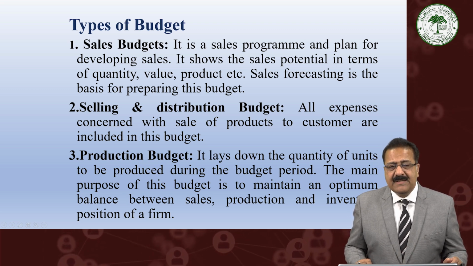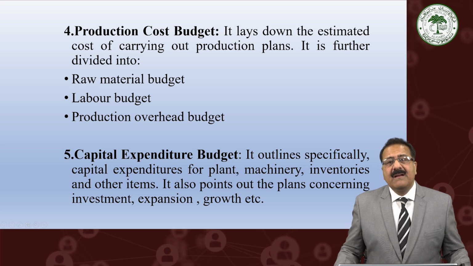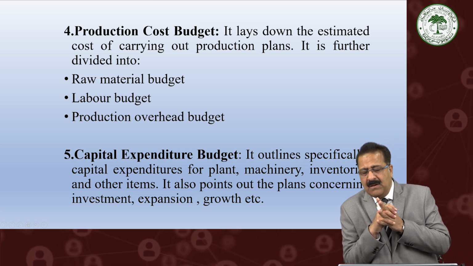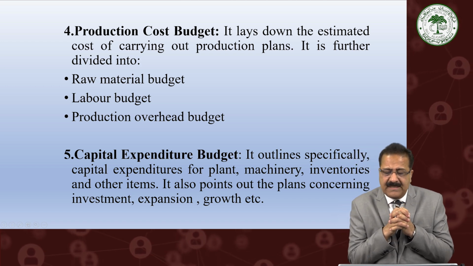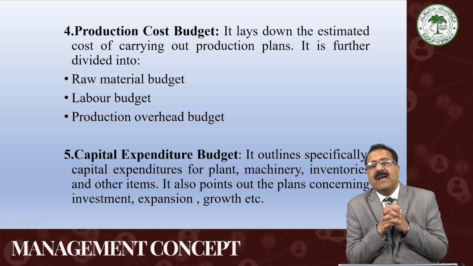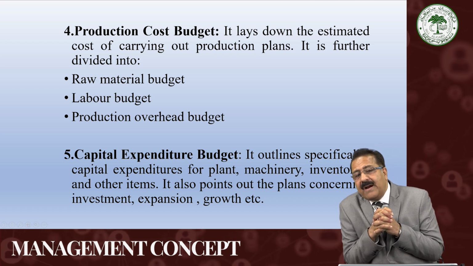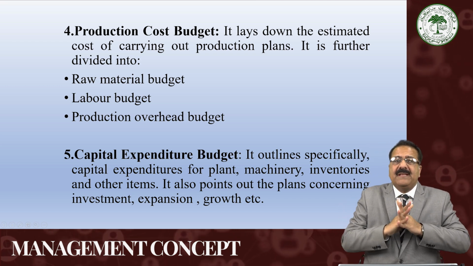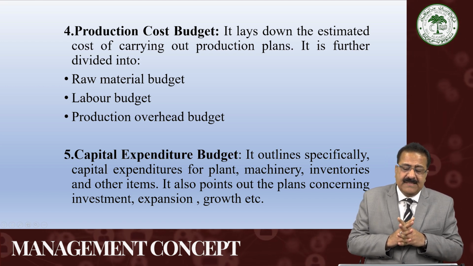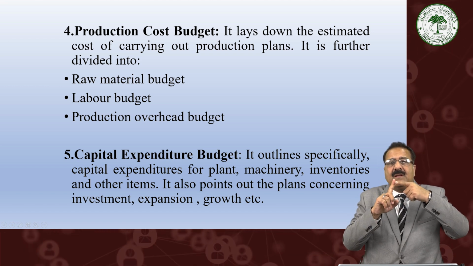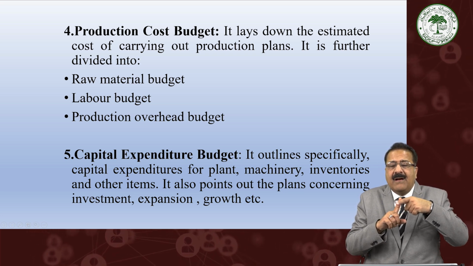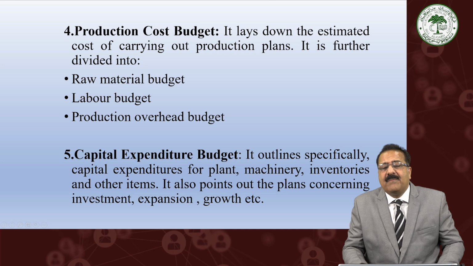After production budget, students, now we look at another budget which is closely linked with this, that is the production cost budget. Production cost budget lays down the estimated cost of carrying out production plans, and it is further divided into three categories: first of all, raw material budget, followed by labor budget, and above all, production overhead budget.